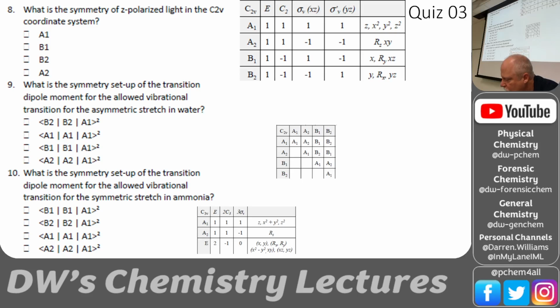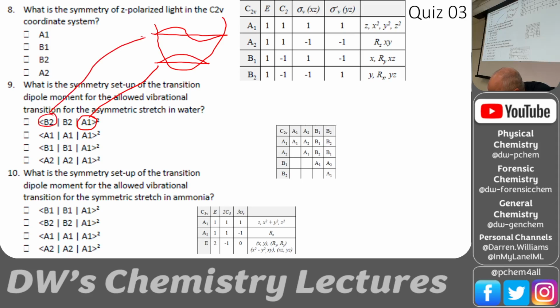So what we're looking for is, this is the ground state, A1. In this ugly looking vibrational potential, the ground state looks like this, like a Gaussian. The excited state looks like this. And for the asymmetric stretch in water, that's B2. And Z-polarized light, we're given here as A1. So Z-polarized light is A1.